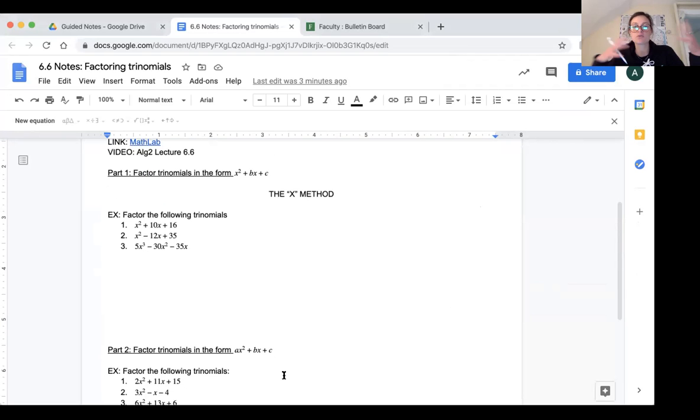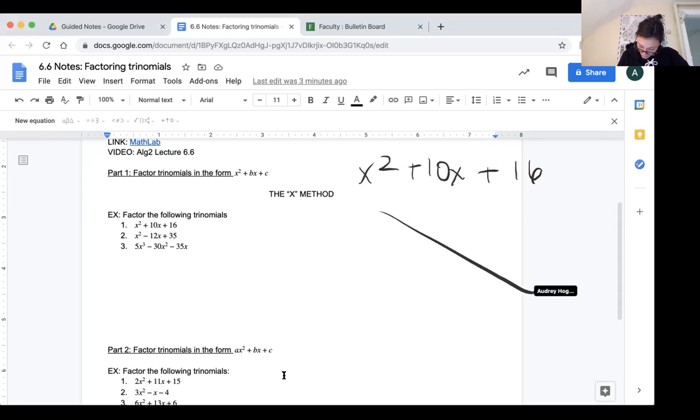And to do this, we're going to use something that's called the x method, okay? So what is the x method? Well, surprisingly, it involves drawing an x. So, for example, number 1, if we are asked to factor the following trinomial, we have x squared plus 10x plus 16, okay? We're going to draw a nice big x.